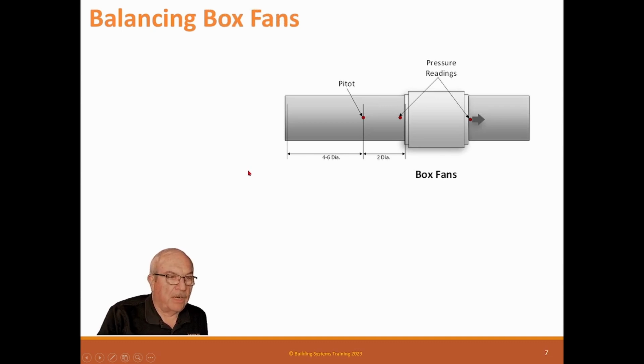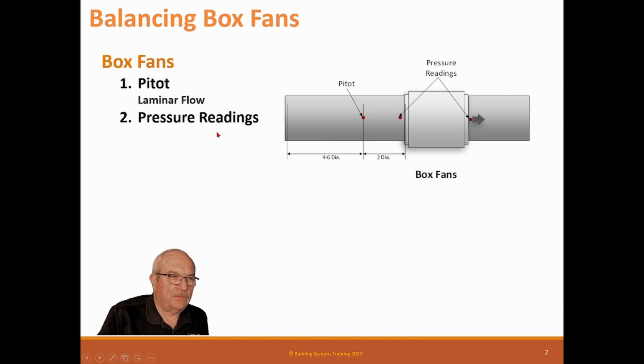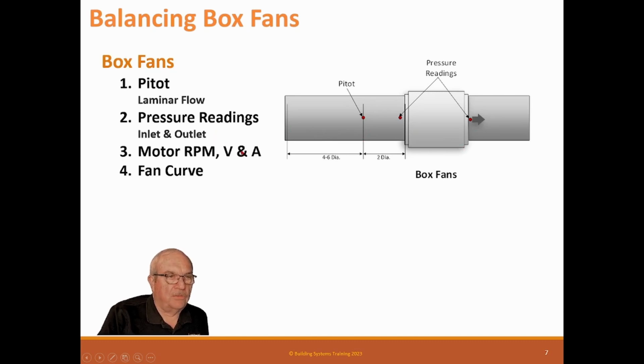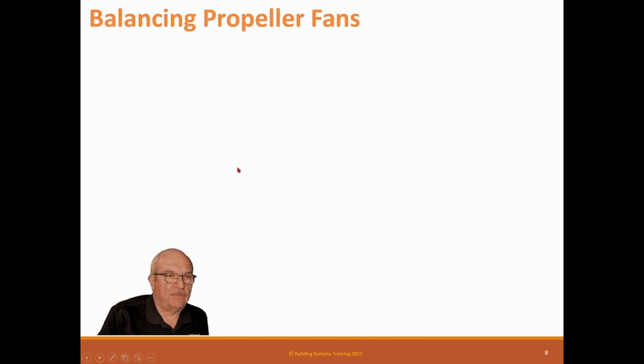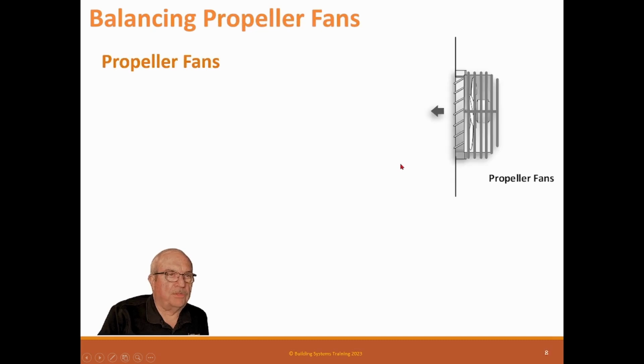This is a box fan, which is normally a centrifugal fan in a box. Can be a propeller fan, but the propeller fans are real small ones, and they don't do much of anything anyway. So the box fan basically gets your pressures right across the fan very easily. And again, the pitot, 4 to 6 diameters upstream, 2 diameters downstream. And that should be pretty good. So box fans, again, the pitots, pressure readings, motor RPM, volts and amps, and the fan curve. And a fan curve for a box fan should be pretty good.